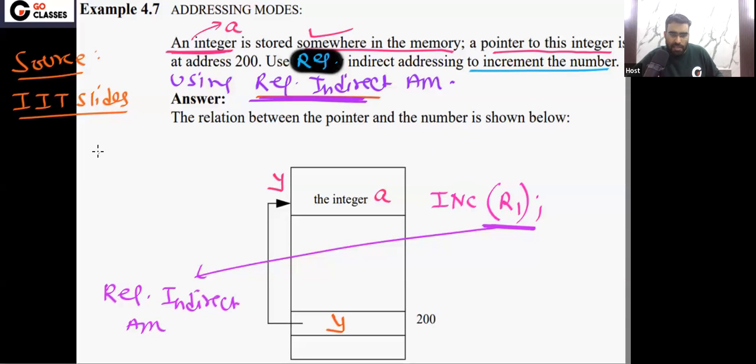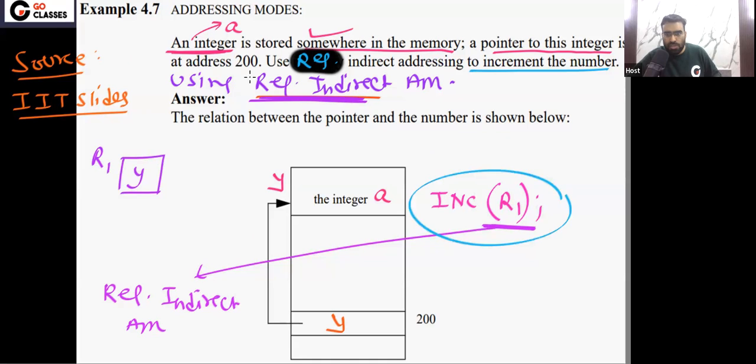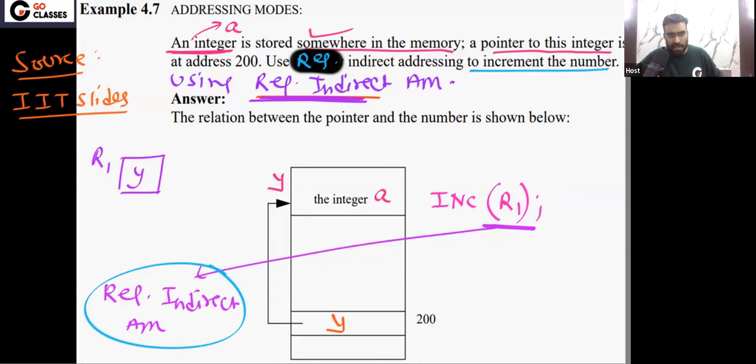Because when you have Y in the register R1, then with register indirect, let's assume your register R1 has Y. Now, if you execute this instruction, which is using register indirect addressing mode, now this will be your effective address. Yes, this is the effective address. And here you will find your operand. Very simple.